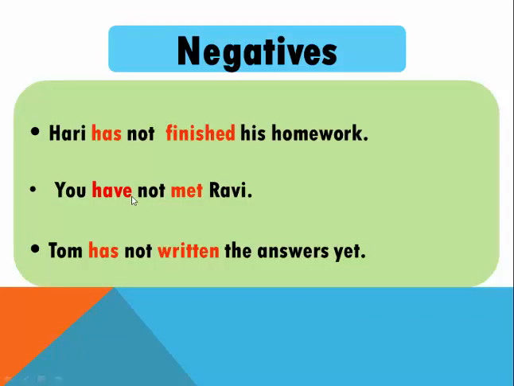Now negative. Hari has not finished his work. You have to just add not to that, between has and finished. It's again the auxiliary verb and the main verb, and between them you have to add not. You have not met Ravi, and Tom has not returned the answer yet.